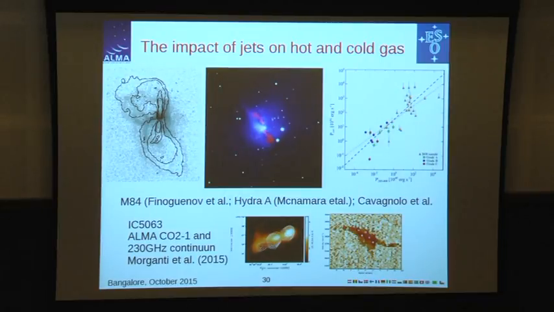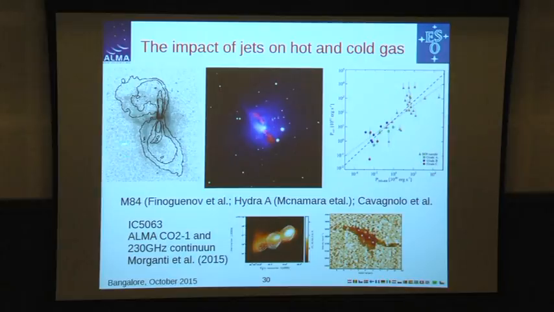Given that we use the PdV work done to expand the lobe as a measure of the jet's energetic impact on the external medium, that has caused our power estimates to go up, and therefore our estimates of what jets actually do to their surrounding medium, to star formation, to the evolution of the galaxy, that has now all become significantly more important.